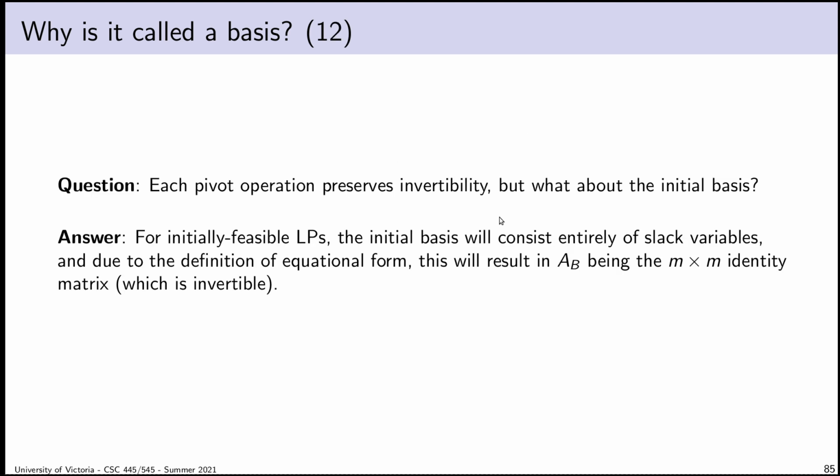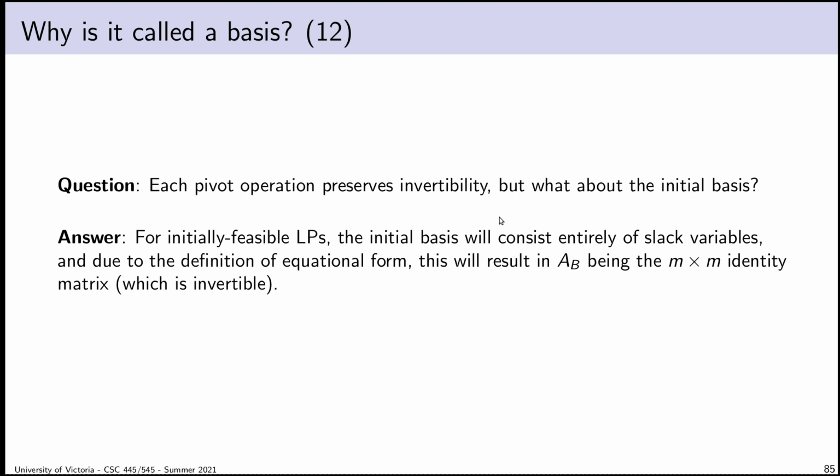On the other hand, you should be asking, okay, so what we've just shown, and what this other proof that I referred to shows and proves mathematically, is that if we have an invertible AB and I do a pivot, the resulting AB is also invertible. But of course, there's a bit of a chicken and egg problem there, which is what about the matrix that I start with? What about my initial basis? And basically the answer is, well, if the LP was initially feasible, what does the initial basis look like?